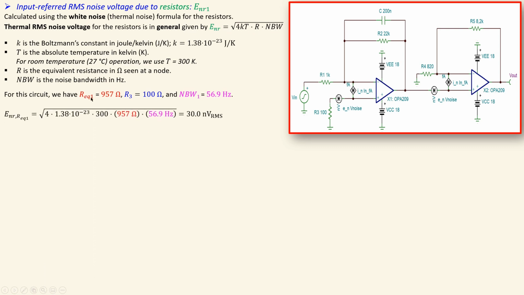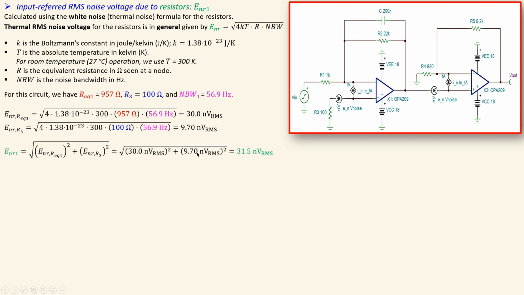Now the first one, only due to that equivalent resistance 1, you substitute the values, you will get very close to 30 nanovolts RMS. In a similar form, using this R3 only, you will get 9.70 nanovolts RMS. Now we need to, of course, determine the actual contribution of these three resistors in thermal noise voltage. Again, we use the root sum of squares and add them up. That will result in 31.5 nanovolts RMS. You can see this is actually the most dominant part in this part of the circuit. Okay, now we have the three parts for our first stage.